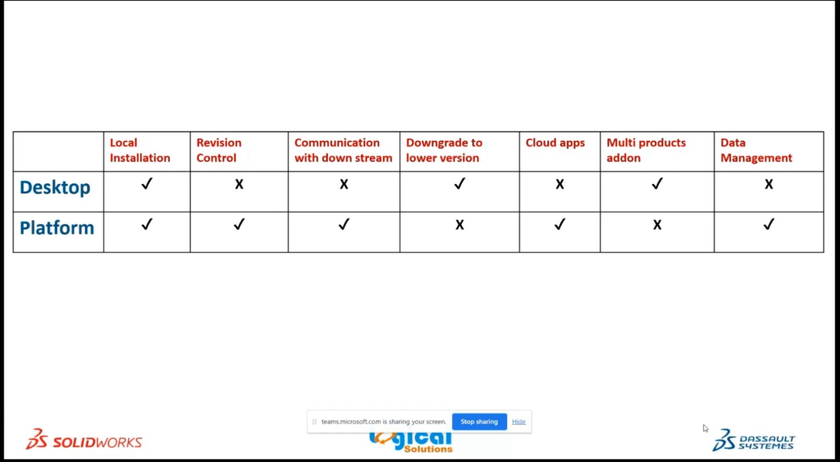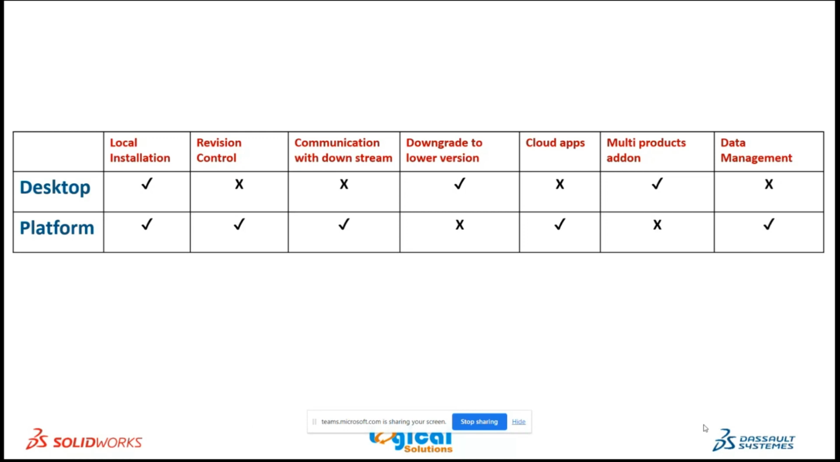Whereas in the desktop version, there is a little bit of limitation with communication within the downstream. In the desktop version, there is one more productivity advantage: we can downgrade our SolidWorks version to a lower version. For example, if you are using SolidWorks 2023 desktop, you can downgrade it to the 2021 or 2022 version as per your client's requirement. But in the case of the platform, you will always be on the latest version of SolidWorks. We cannot downgrade it to a lower version.